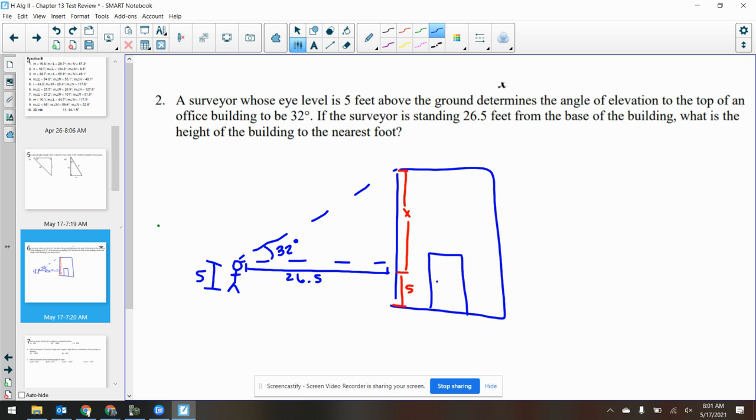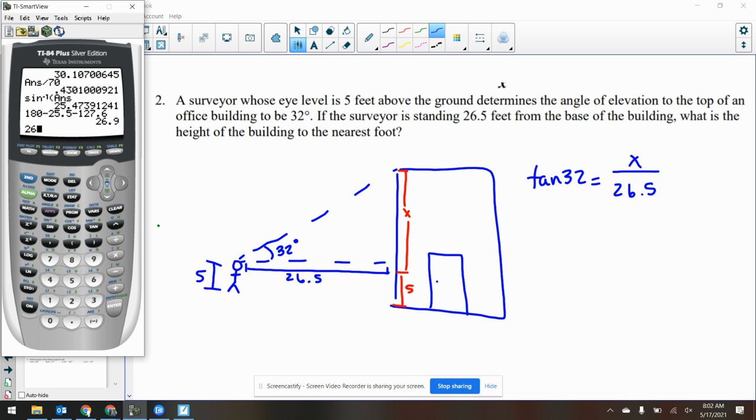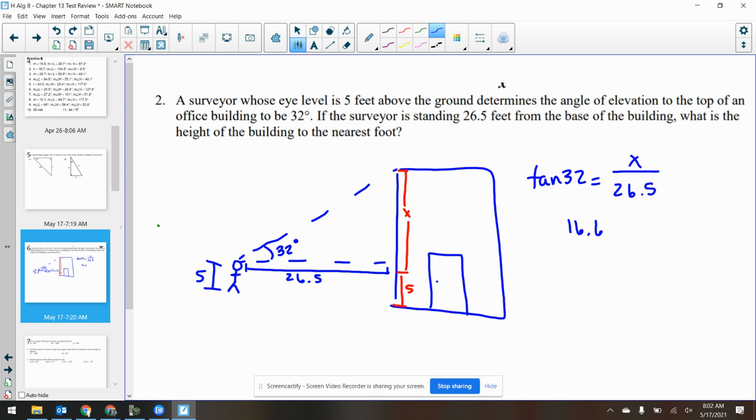Because this is the opposite and this is the adjacent. So tangent 32 is equal to the opposite x over the adjacent 26.5. And I just multiply the 26.5 over to the other side. So 26.5 times the tangent of 32 gets us 16.6. That's x. And then I add back on the 5 feet, 21.6 feet. It's like a two-story building. Good there?